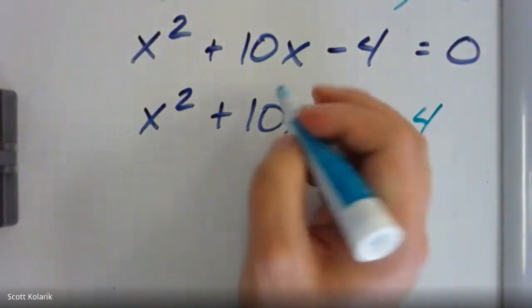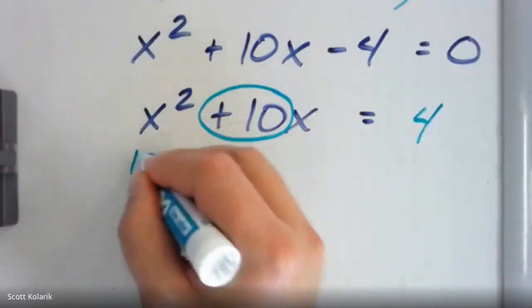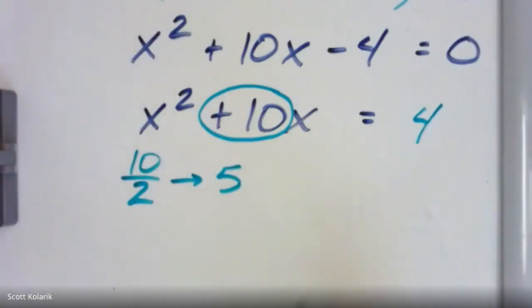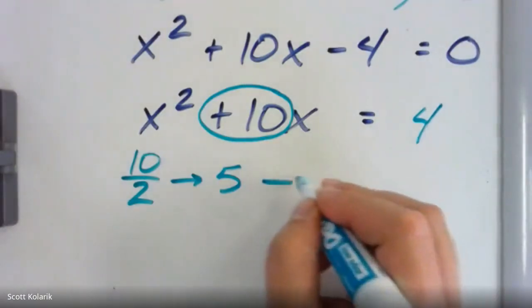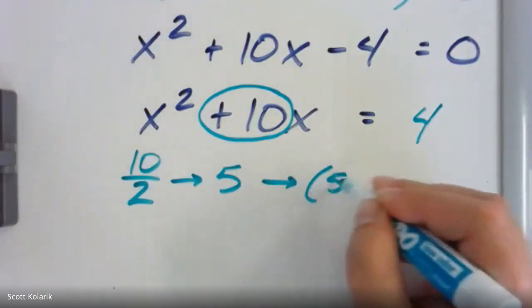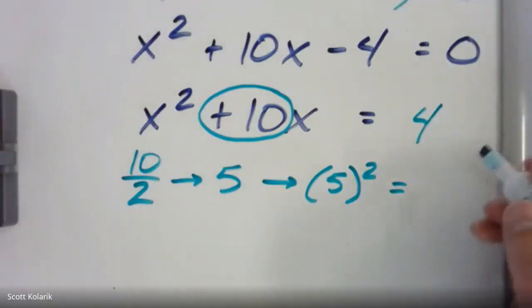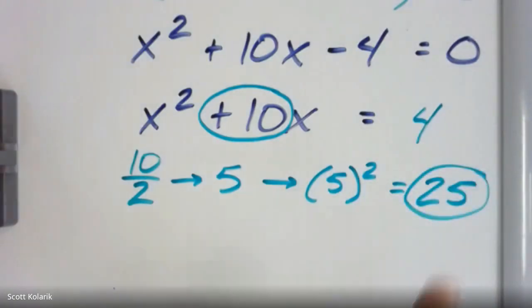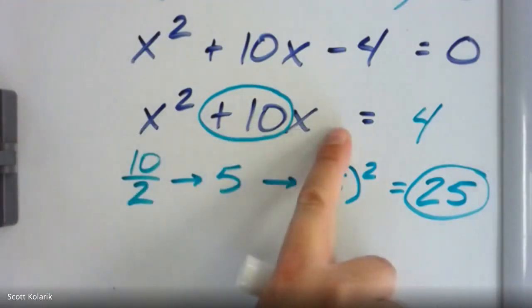So there's my coefficient, +10. I'm going to take that 10, cut it in half, and I get 5. That will end up being in the factored version. I'm going to take that value and square it to figure out what value will complete the square. And when I square 5, or 5 times 5, I get 25 on the back end. That's the value that I need to add to this side to make this a perfect square trinomial.